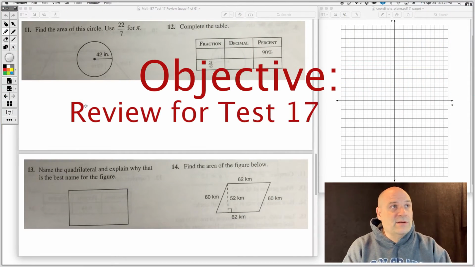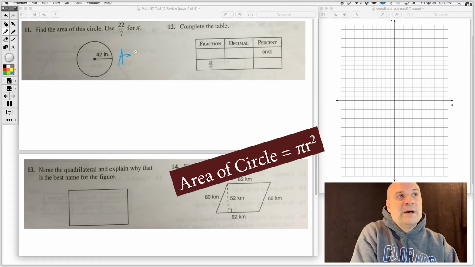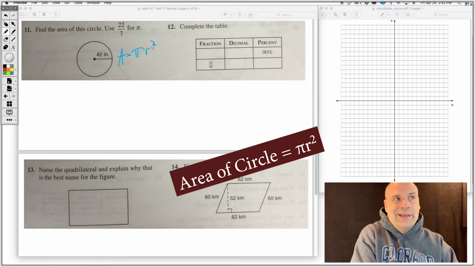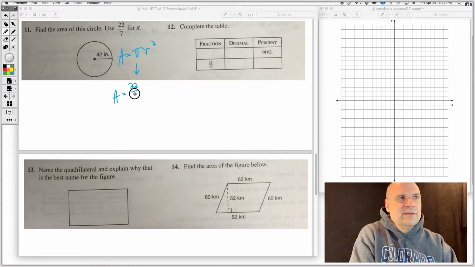All right, number 11, here we go. Find the area of the circle. Use 22/7 for pi. Well, how do you find the area of a circle? That's just pi times r squared, right? Well, what are we using for pi? 22/7 times radius squared. Well, that's just 42 squared. So 42 times itself, or 42/1 times itself.